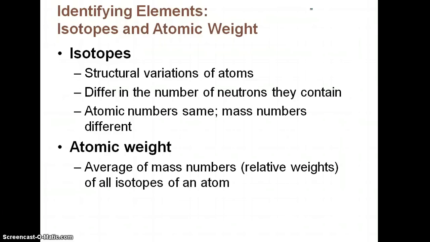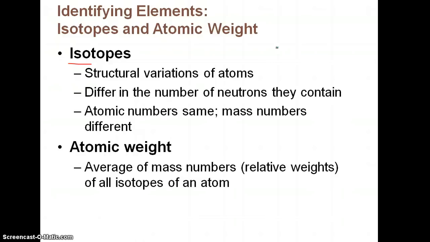Isotopes, hopefully you remember what isotopes are. Iso means same. So isotopes are going to be structural variations of atoms. It's still going to be the same atom, so it'll have the same number of protons. The only thing that's going to be different is the number of neutrons that they contain. So the atomic number is the same, but it will have a different mass number since it has a different number of neutrons. Atomic weight is the average mass of mass numbers, and these are relative to each other.